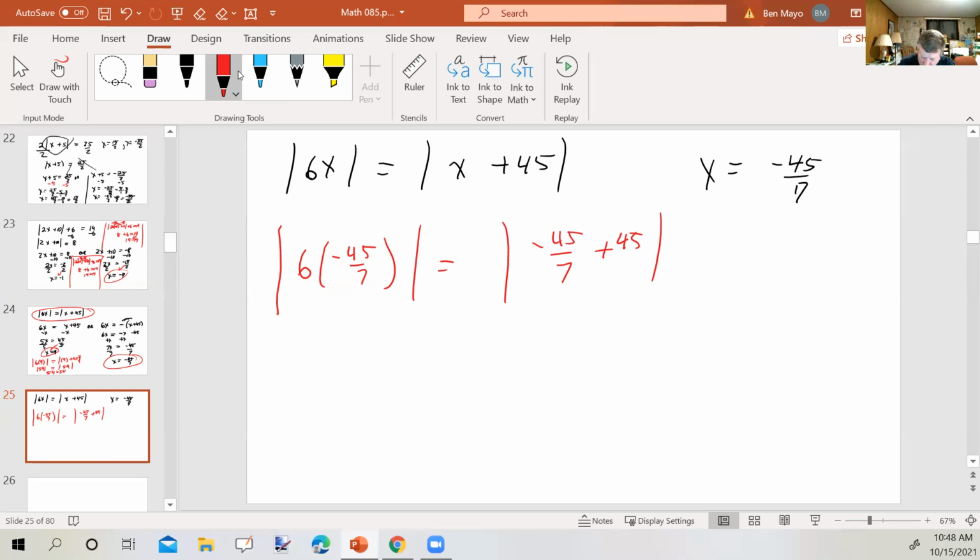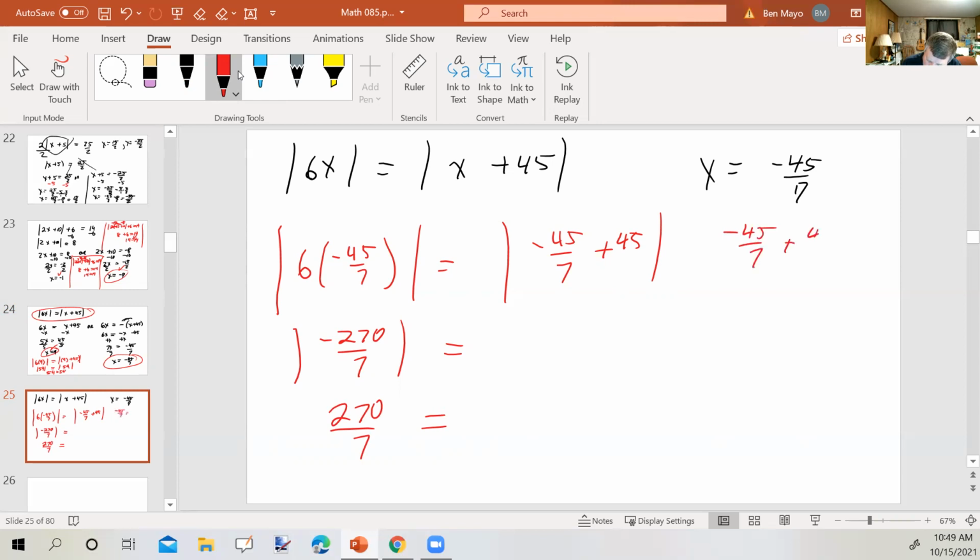Okay, wow. 6 times -45, it's too early in the morning to figure that out in my head, so I'm going to cheat and use my calculator. Not that it's cheating, but 6 times -45 becomes -270. Okay, now -270 divided by 7 doesn't come out nicely, so I'm just going to say the absolute value of -270 sevenths would be 270 sevenths.